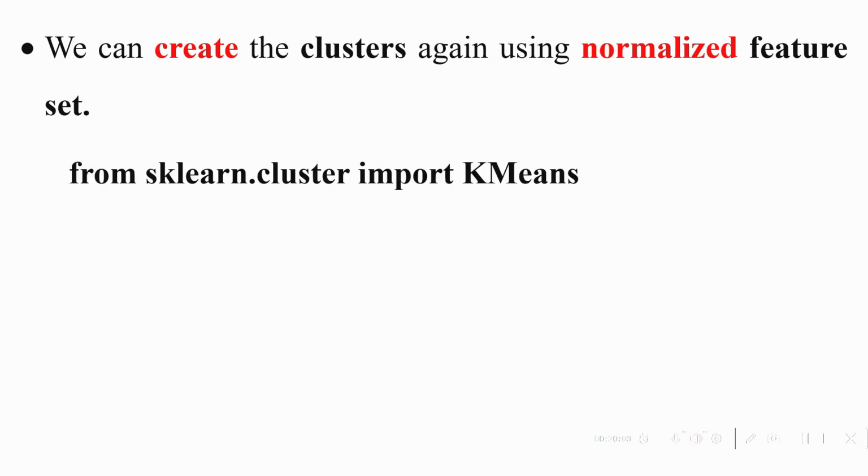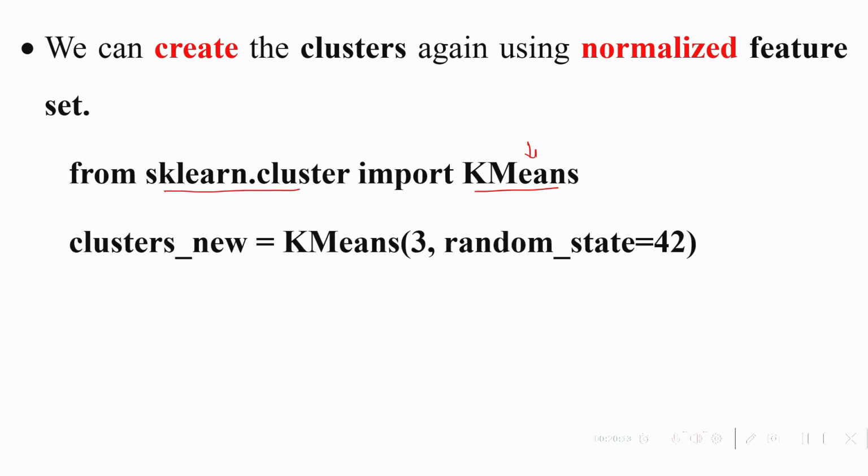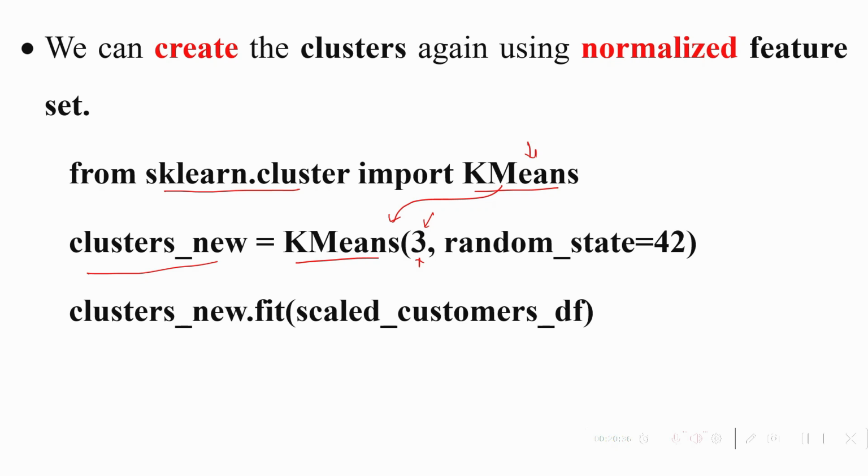So from sklearn.cluster we import the KMeans algorithm. So clusters_new equals KMeans of 3, random_state equals 42. That means here we are going to create 3 clusters for the given dataset, and the cluster names are your corresponding class labels. Now if you display that.